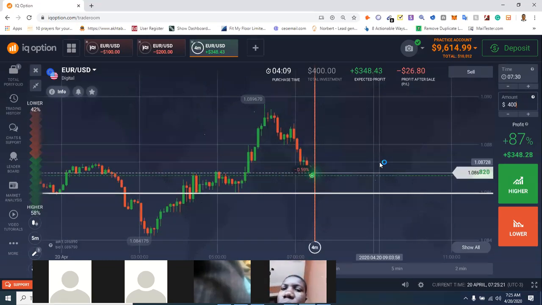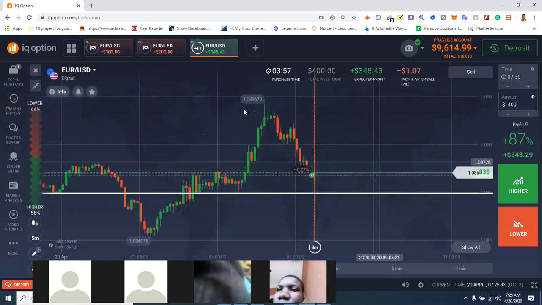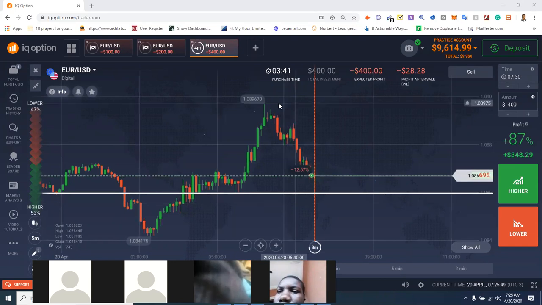I said, if you are given a signal and the signal says go higher, you draw your support. This is my own support. You draw your support. If you are going for a trade and the trade says lower, and the signal given to us is lower, you draw your resistance. And if you like, you can draw both of them.